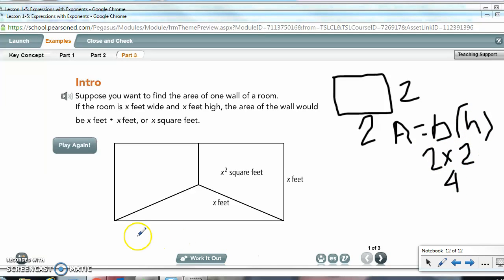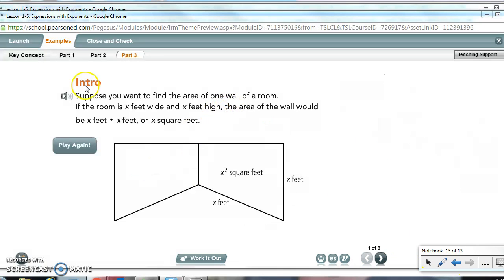Okay, so looking down here, if this is my base and they're saying my base is x and my height is also x, well, if my area is base times height, x multiplied by x is equal to x squared. So x squared would give me my area for this lovely little square.